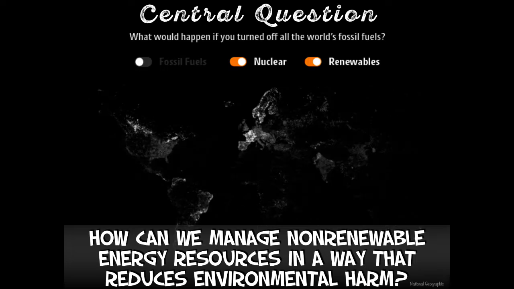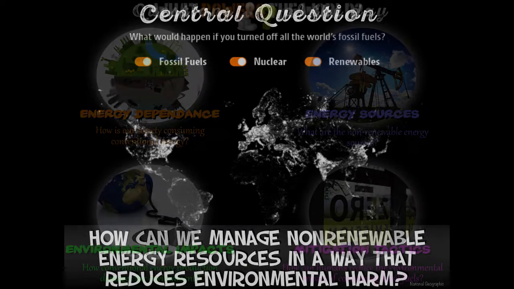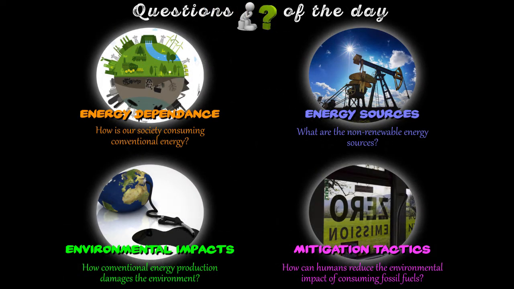So to go over this course today, we'll develop 4 major points. The first one, energy dependence, looks quickly at how a society depends on non-renewable energy, also called conventional energy. That will be a very short part. The second part, being the longest of this class today, will be on energy sources, looking at what are the non-renewable energy resources that our society depends so much on.